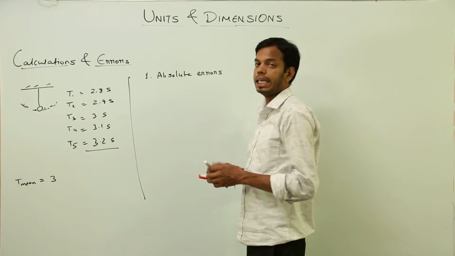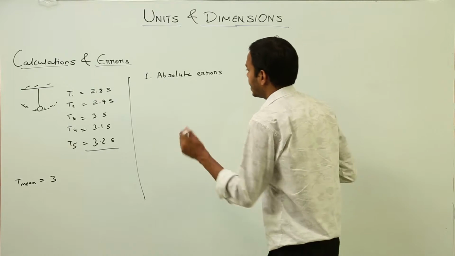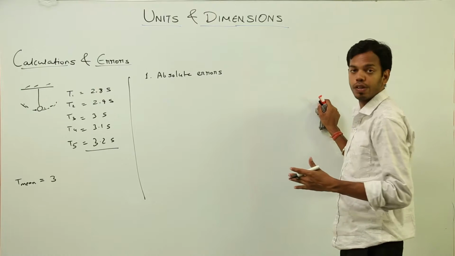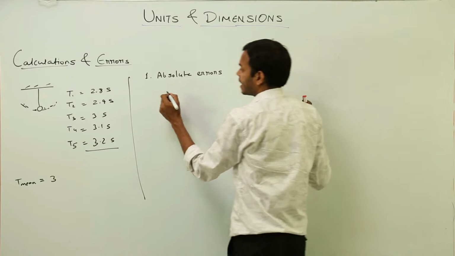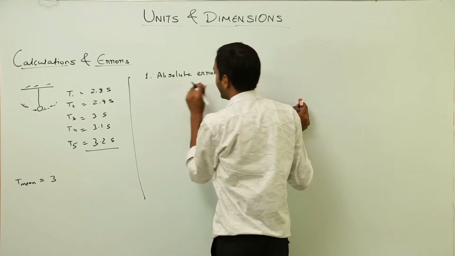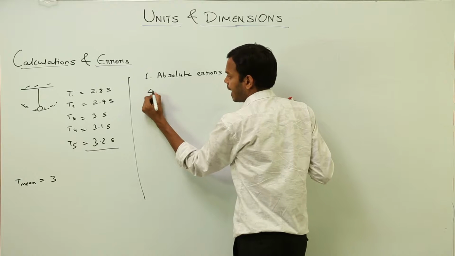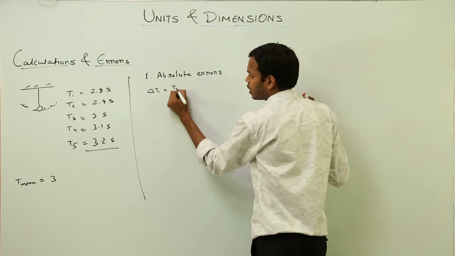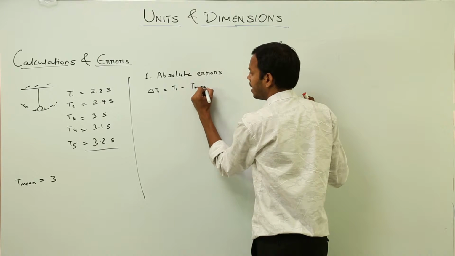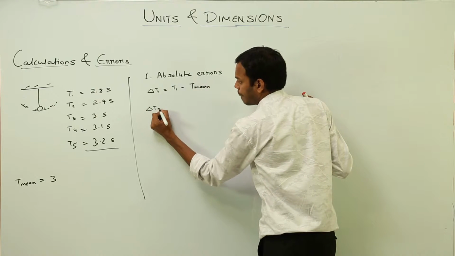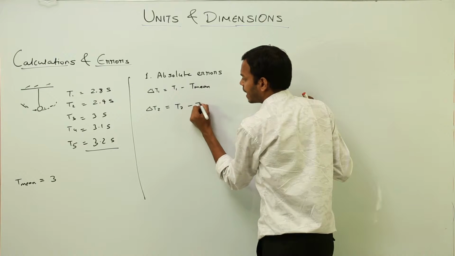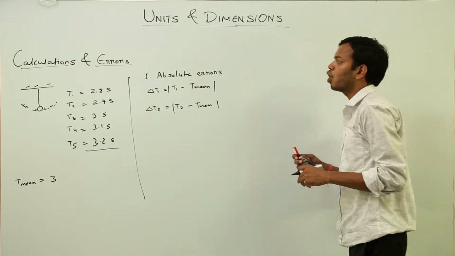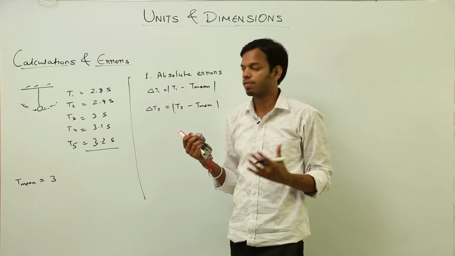So absolute error is figured out by subtracting the mean value from each individual observation and taking its modulus. So absolute error is in each value. It is denoted by delta T1. This is the absolute error in the first quantity, which is the first quantity minus the mean value. Similarly, absolute error in the second would be the second quantity minus the mean value, but we are going to take the modulus every time because we are not going to take error in a negative sign.